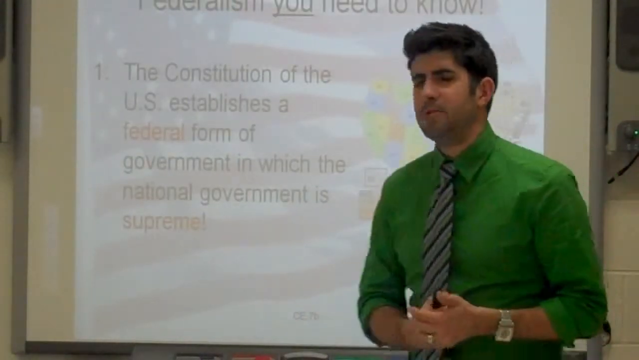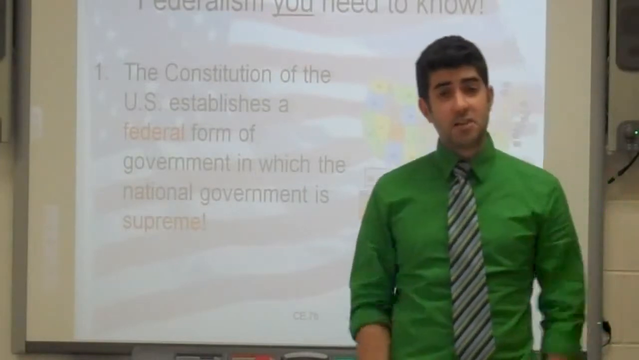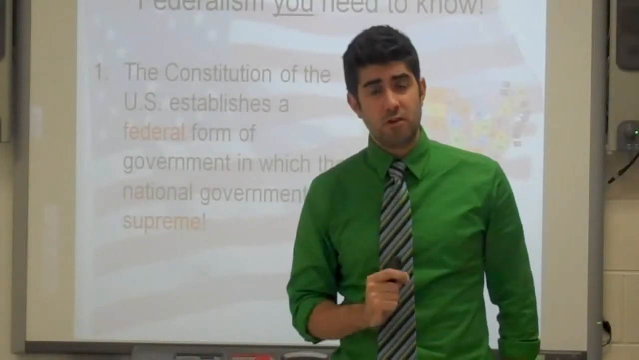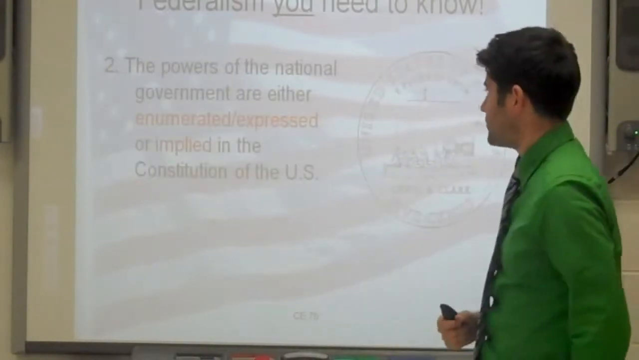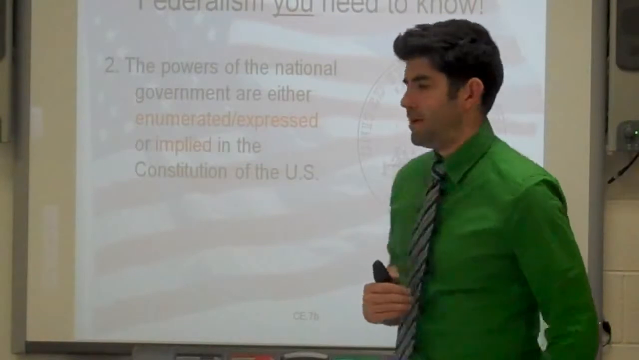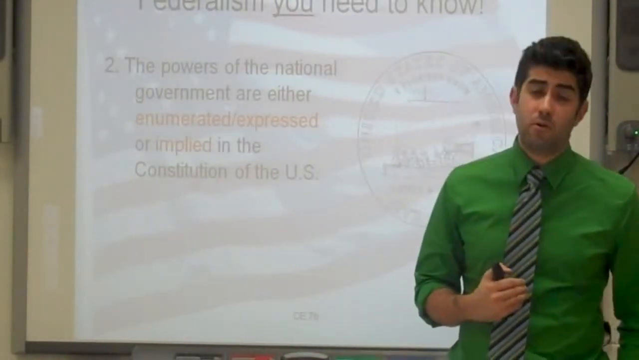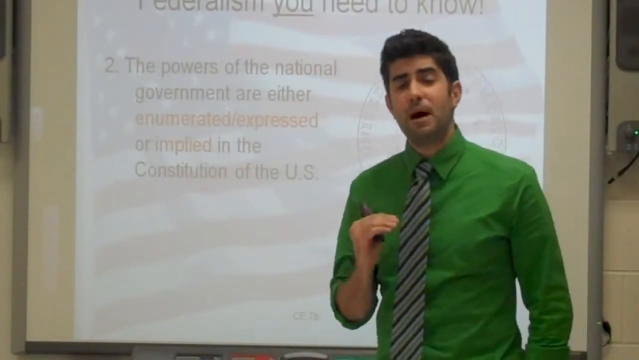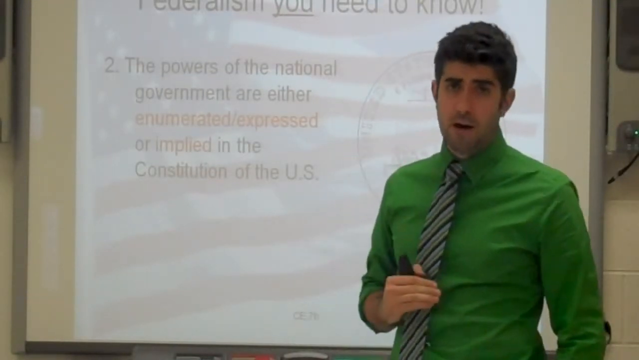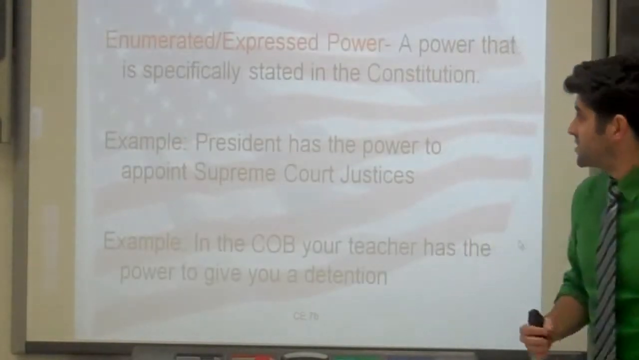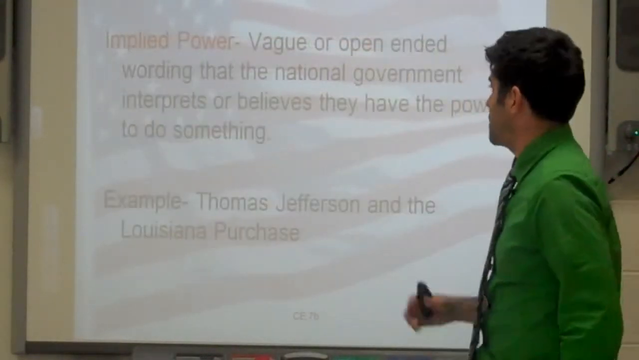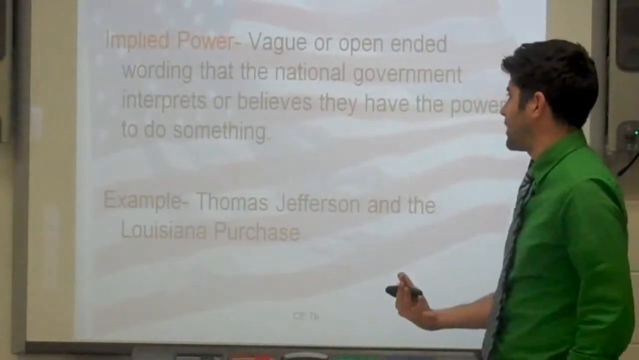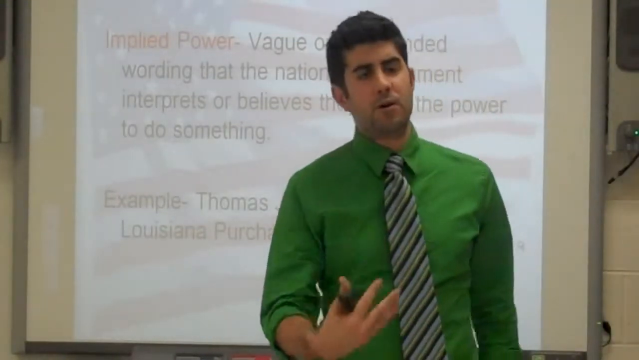So the Constitution establishes a federal form of government where the national government is supreme. Think of the big supreme hamburger. That is the national government, supreme. There are powers given to the national government. We have expressed and implied powers. Remember, express powers are stated specifically in the Constitution. Implied powers are powers used to carry out express powers. Again, express powers specifically stated. Implied power, vague or open-worded, that kind of gives the national government the right to interpret or believe it has the power to do something.